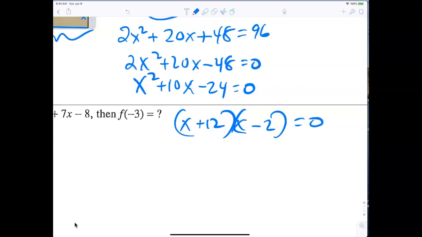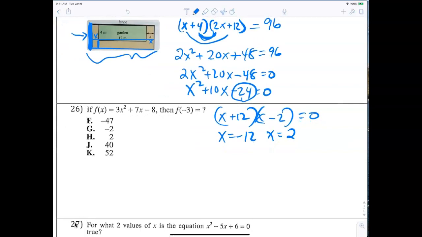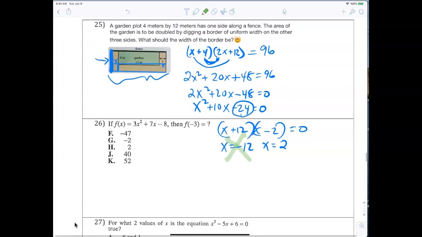6 and 4 is a possibility, but that wouldn't give you the right 24. Yes, thank you. So x is equal to either what? Negative 12 or x is equal to what? 2. All right? So is it possible for the width to be negative? No. So the uniform width is what? 2 meters. Everybody happy with that, right?